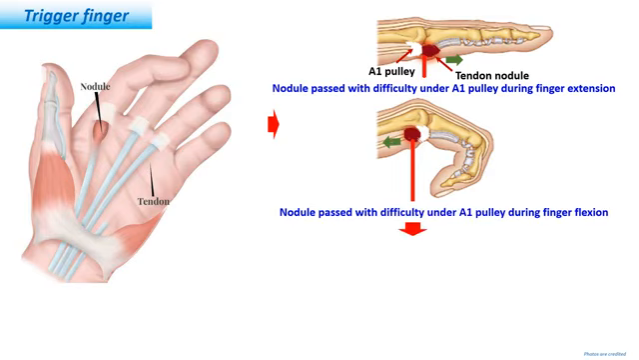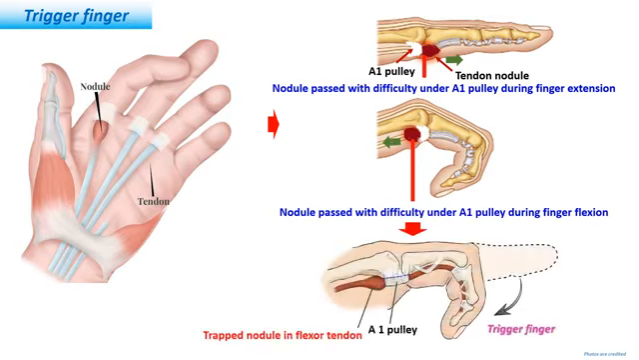Now what happens in trigger finger? When the nodule is trapped under the A1 pulley, it is unable to pass beyond the A1 pulley distally. At that time, the finger remains in the trigger finger position. I have shown the picture here: a trapped nodule in the flexor tendon, which causes this type of trigger finger deformity, particularly common in rheumatoid arthritis patients.